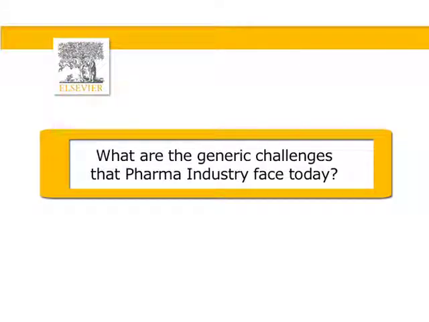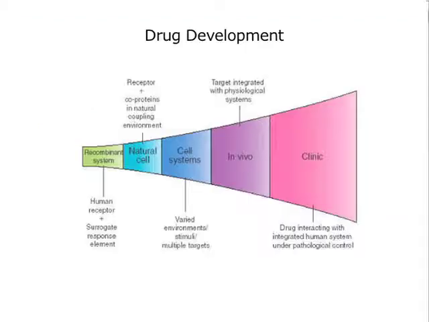What are the generic challenges that pharma industry faces today? And it's pretty obvious. Costs are high now. Drugs are expensive, difficult to make. What you see here on the screen, the width of that figure represents the amount of effort and resource it takes at each stage. As the compound moves on in the system and gets towards clinical trials, it takes more effort and expense.